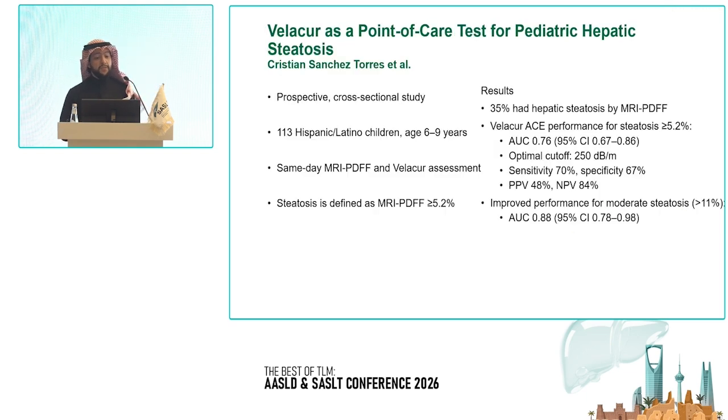So what other solution can we use? One of the abstracts is the use of Velicure as a point-of-care test for pediatric hepatic steatosis. They took a group of around 100 Hispanic Latino children. They assessed MASLD by doing the MRI, and on the same day, they measured the Velicure. What they found is that the Velicure is helpful in ruling out the disease with a high negative predictive value of almost 84. But it's not good in simple steatosis, maybe good in moderate steatosis. Still, we cannot use this as a diagnostic or screening tool, but it is something we can validate later on.